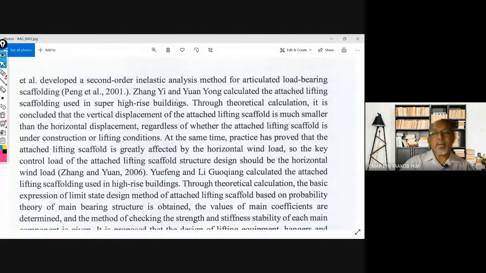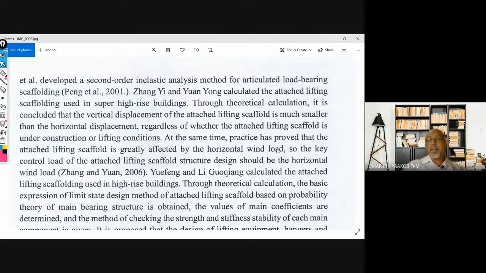But here, look at how he wrote this one. You start from here: Zhang Ji and Yuan Yong calculated. At the center practice, and then he put the references at the end like this, which is wrong. What he's supposed to do is just write Zhang and Yuan 2006 calculated. There's no need for this one to be here, and it is put at the end here because these two are actually these two. And we don't write full names like this. Just put this there, then this becomes a good sentence.